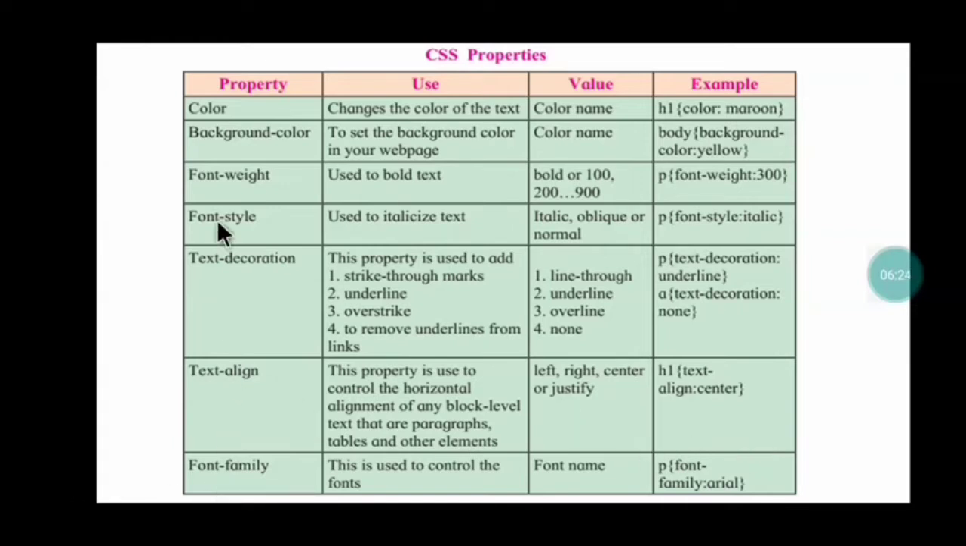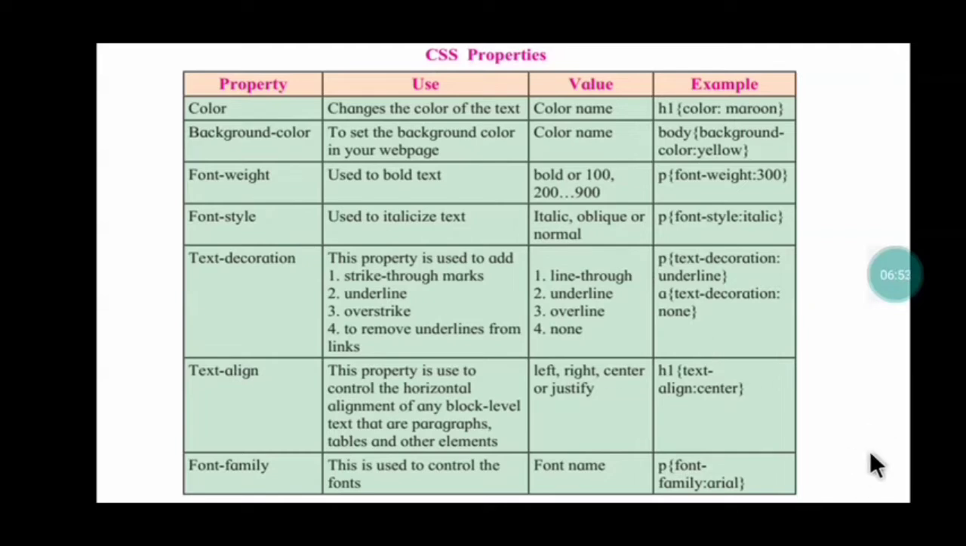So altogether we have learned today color, background color, font weight, font style, text decorations, text align, and font family. These are the different properties, and these are the values we have to assign to the property, because the CSS syntax tells us first you have to declare the property and then you can assign the value to the property. Now let us see the example by using all these properties in one program.